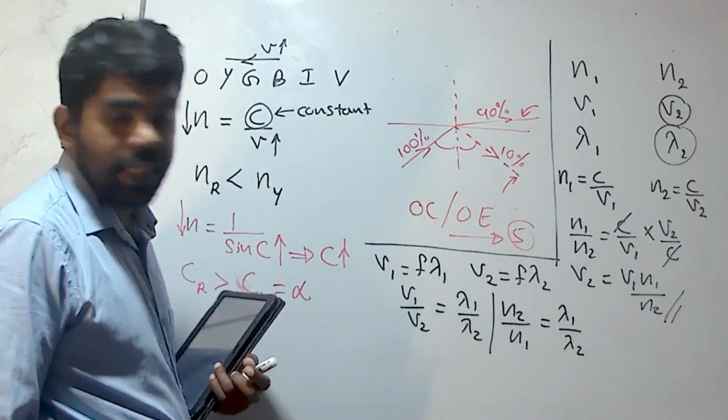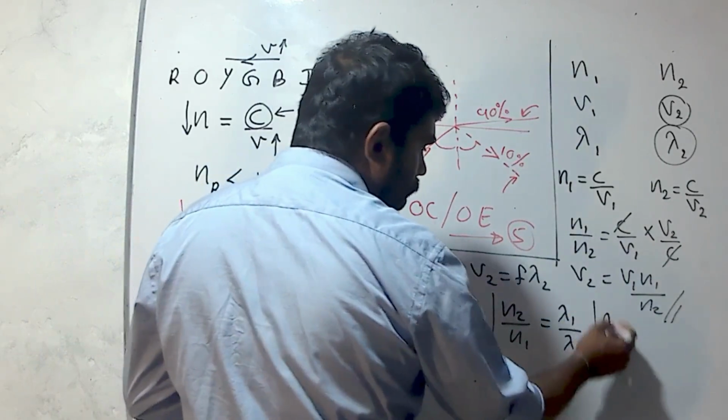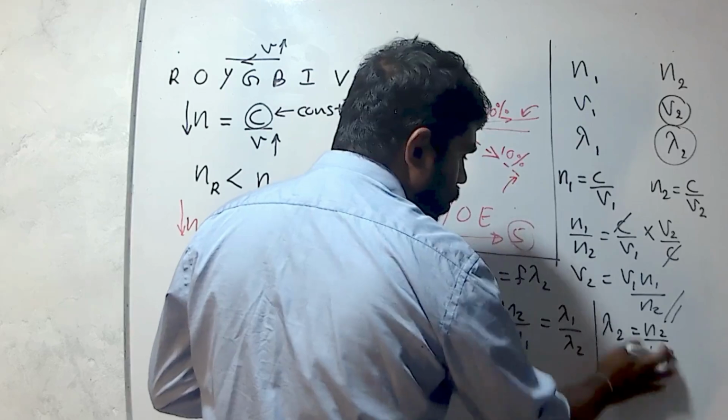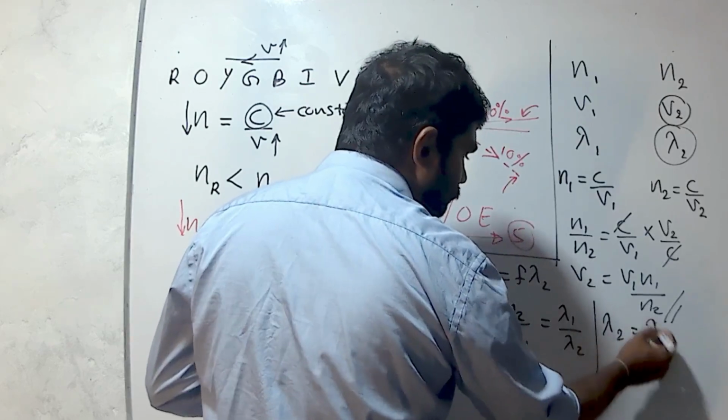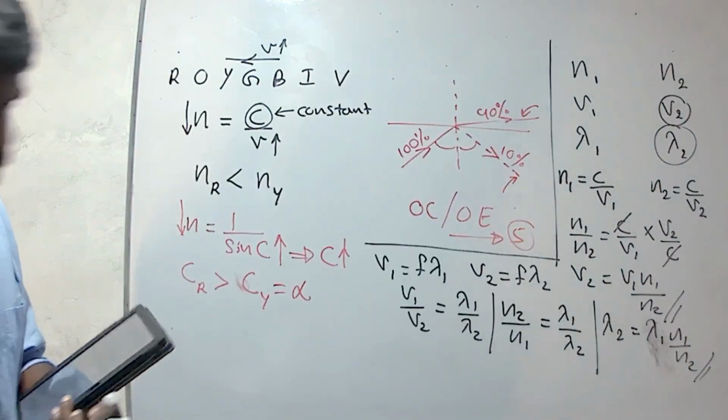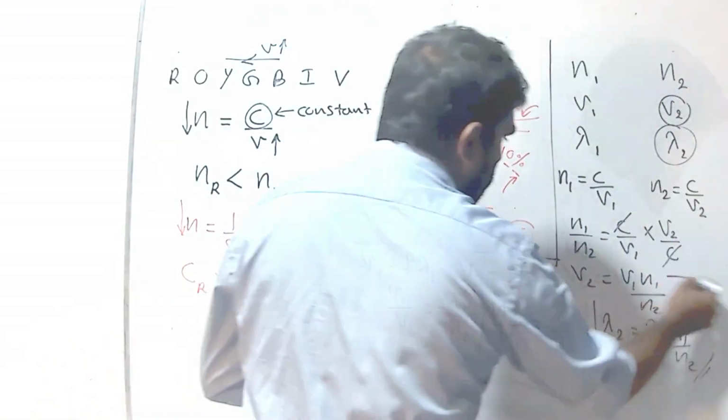Then we can make lambda 2 the subject. Lambda 2 equals lambda 1 into N1 over N2. Then the third answer is the correct answer.